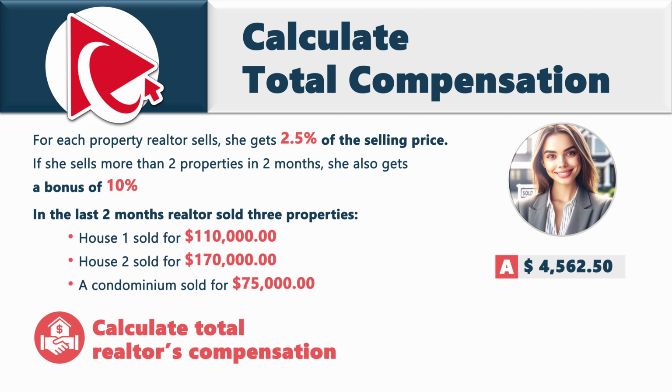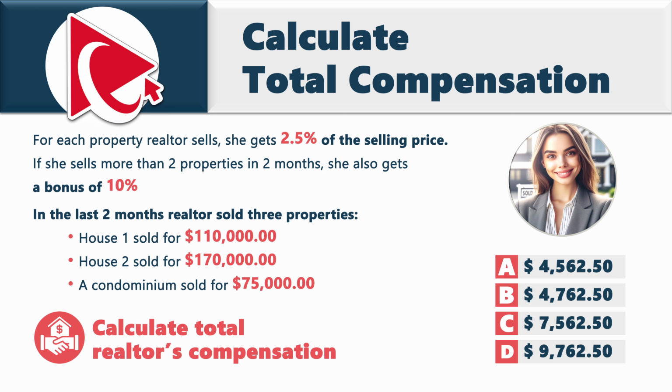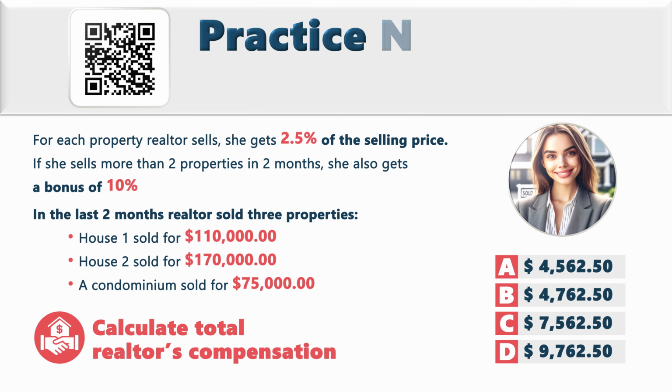Choice A, $4,562.50. Choice B, $4,762.50. Choice C, $7,562.50. And last but not least, choice D, $9,762.50. Feeling a bit challenged?